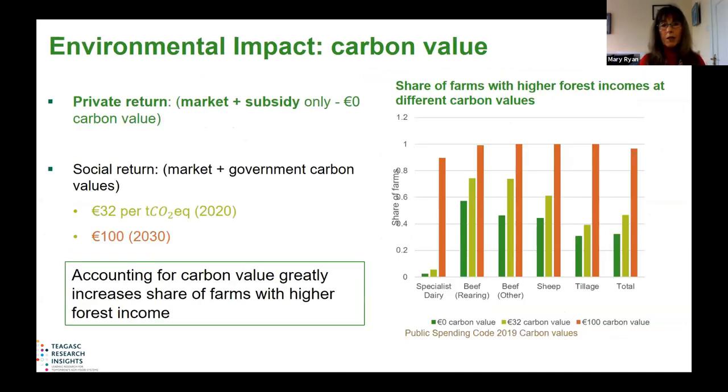In terms of the carbon impact, applying a carbon value to the returns that we looked at earlier, and again, in all of these returns, we're focusing on Sitka spruce. Up until now, we looked just at the private return, the return from the market and subsidy only, without placing any value on carbon. And that's the dark green column. The lighter green and the orange columns are where we apply the government carbon values. The carbon value for 2020 is 32 euro per tonne of carbon dioxide equivalent, and the carbon value for 2030 is 100 euro per tonne of carbon dioxide equivalent. And what you can see is that accounting for carbon value would greatly increase the share of farms with higher forest income.